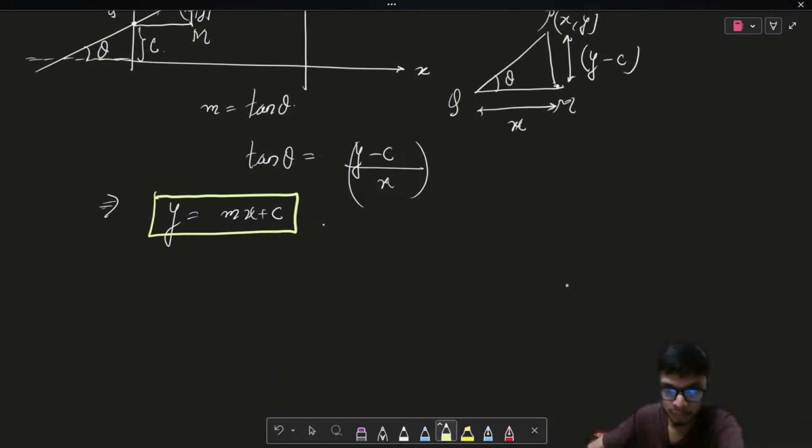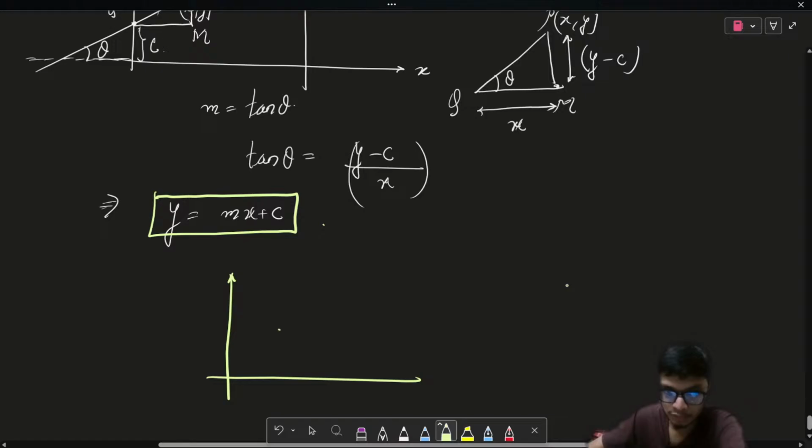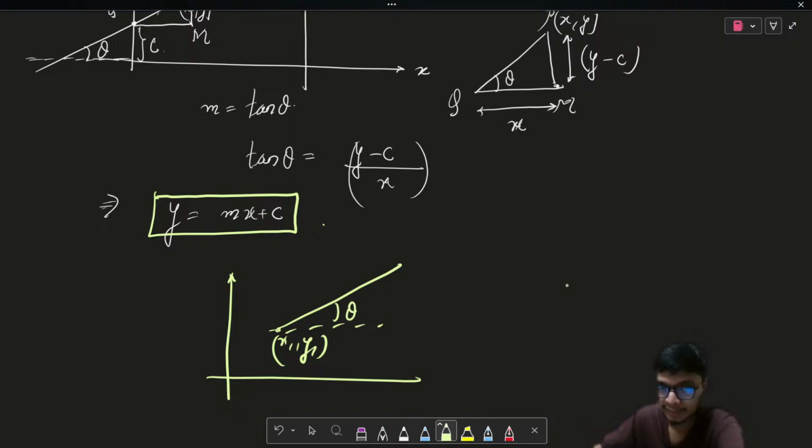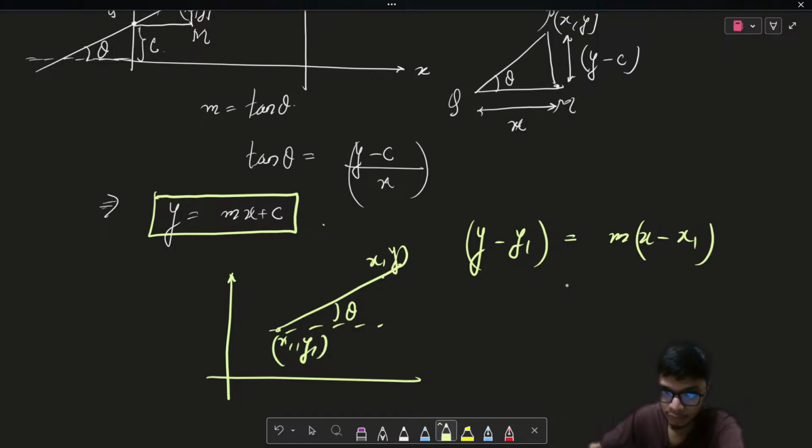Similarly, if you know the slope and any one point on the line, that is x1, y1, then without knowing the intercept also you can find the equation of the line like this. That is called the one point slope form, and that is basically like this, right? Where you can assume any variable point on the line as x comma y, and then again you can form this triangle.